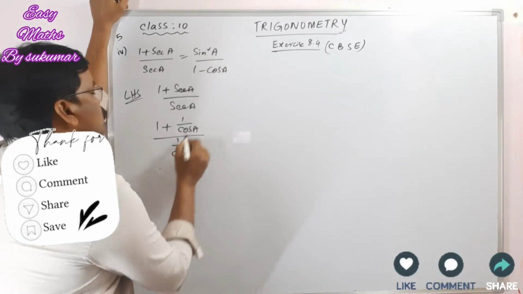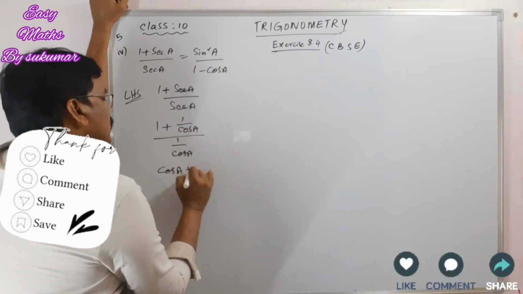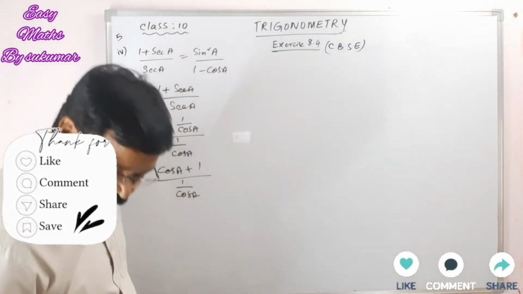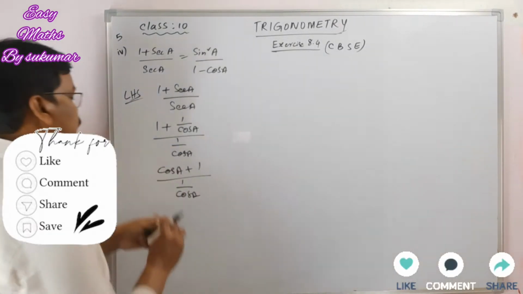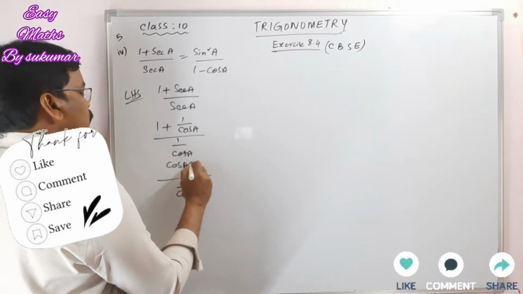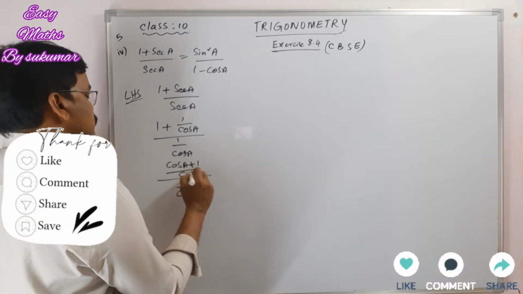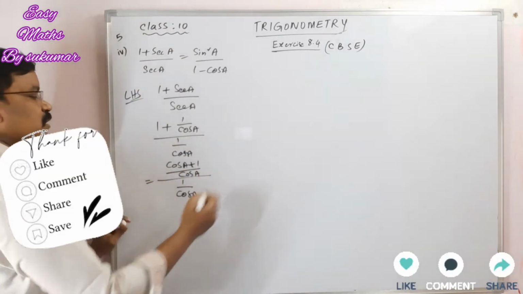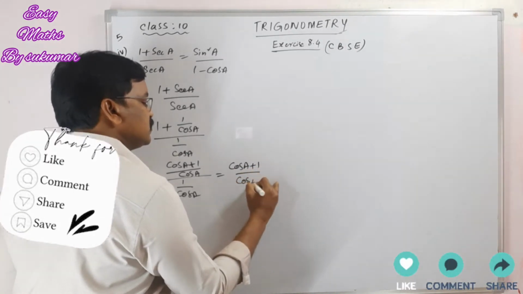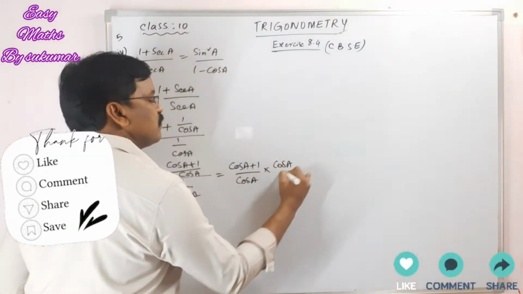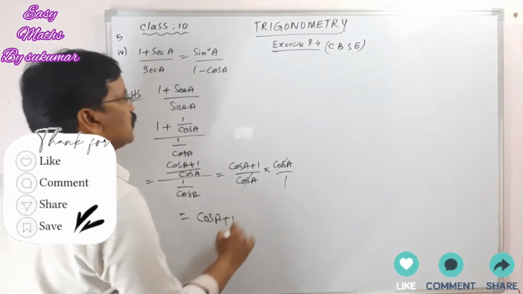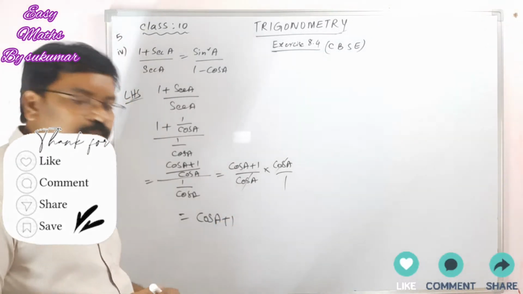So this is equal to what? Cos A plus 1 by 1 by cos A. Cos A plus 1, I forgot to write here. Cos A plus 1 by cos A and 1 by cos A. This is equal to cos A plus 1 by cos A times cos A by 1. So here cos A cancel. It is equal to cos A plus 1. Right. This is what? LHS.